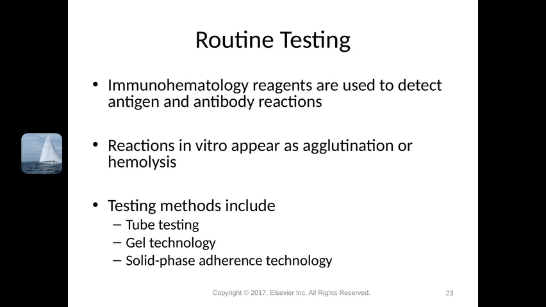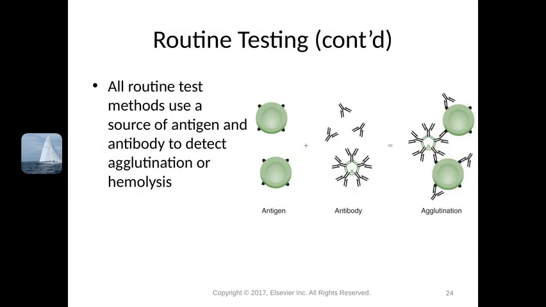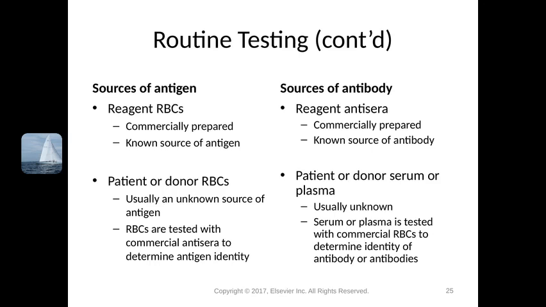I have a bunch of PowerPoints for you to take a look at later on when we start talking about automation. So our routine testing will look for our antigen and antibody combination and agglutination. Our antigens will be our reagent red cells. These are usually commercially prepared, and we have known antigens, and these are listed in an antigram, and they look like pluses and zeros. We'll talk more about them because they can be really confusing.